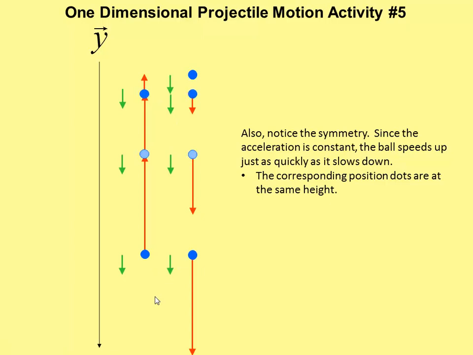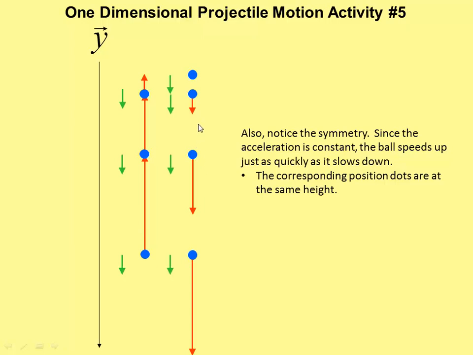Right? Those dots, notice, are right next to one another. This is the vertical position reference line. Right? So these heights are all the same. Again, the heights here are the same, the heights here are the same, and the heights here are the same. Because it's speeding up just as fast as it's slowing down.